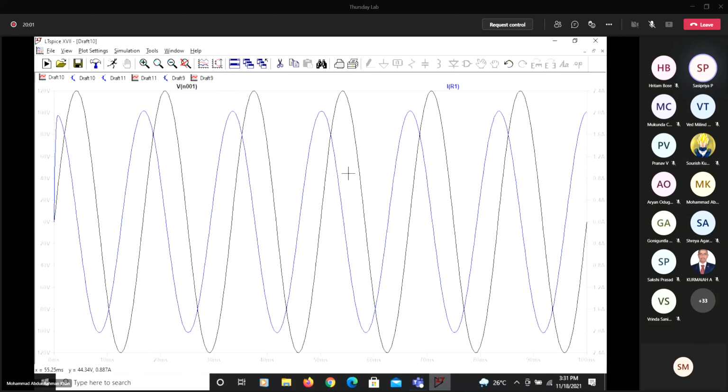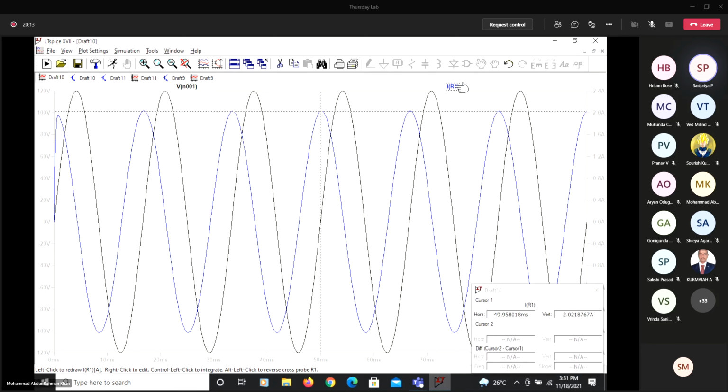See, you are able to see this. Now you just select two cursors. That is, select I of R1. Place your cursor near I of R1. Yeah, click. So you are getting cursor 1. Similarly for V of node N001. You got the second cursor also. And now adjust your cursor 1 and cursor 2 for the zero crossing point.